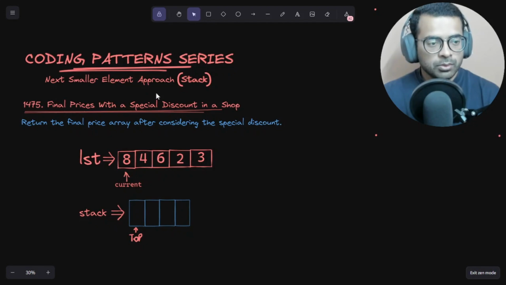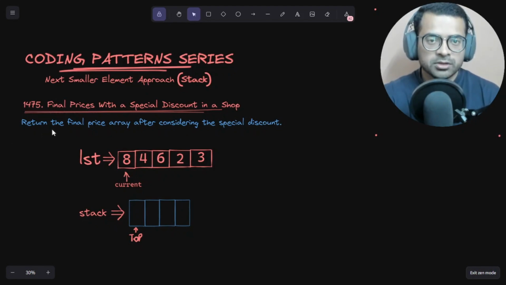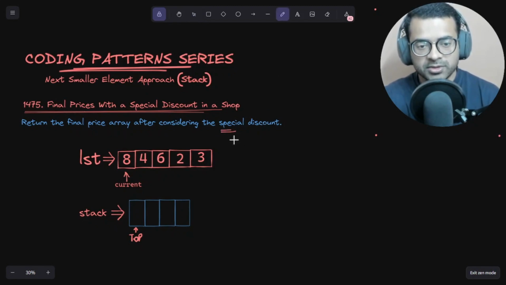Okay, so what is the question? The question number is 1475 of Leetcode, and the question name is Final Prices With a Special Discount in a Shop. What is this question asking? It is simply asking us to return the final price array after considering the special discount. Now the question arises, what is this special discount?